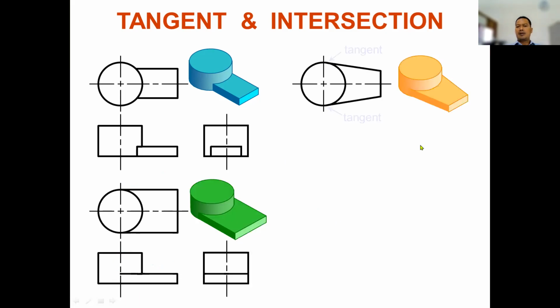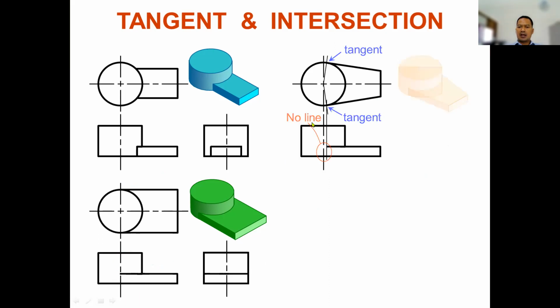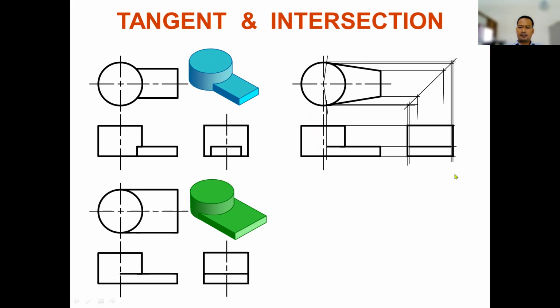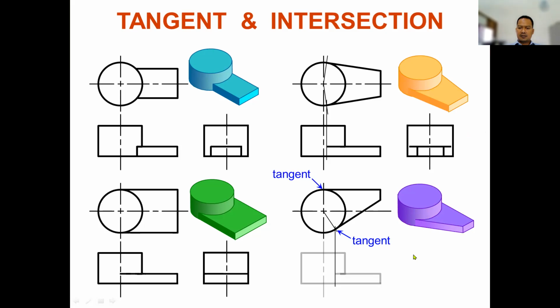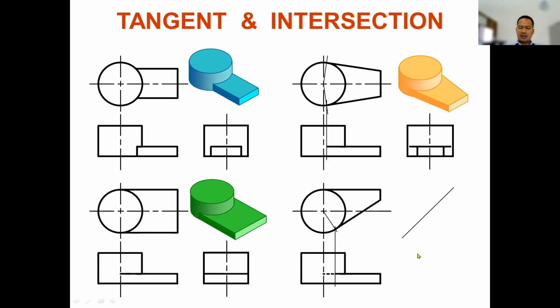Also this one, this is a tangent, or tangency. So you do not need to create line. So there is no line in here. And then this one, this is the tangent. Also, this position is tangent. All tangency line is no line in the projection.